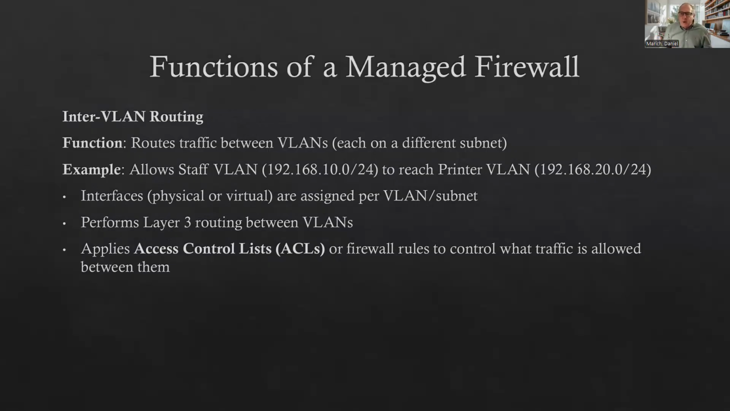Okay, so the firewall can enable devices in the staff VLAN to access resources in the printer VLAN. The firewall achieves this by assigning interfaces or sub-interfaces to each VLAN and performing layer 3 routing between them. It also applies ACLs, access control lists, or firewall policies to control what traffic is allowed. So this ensures that communication between VLANs is secure, intentional, and policy-driven.